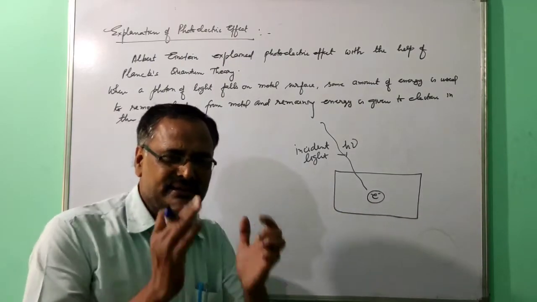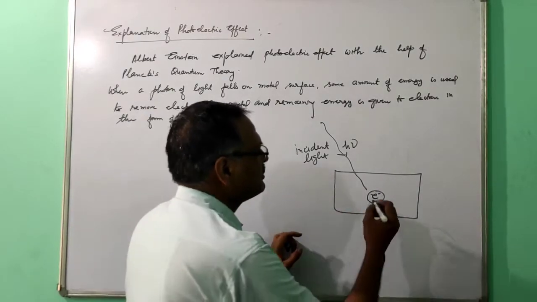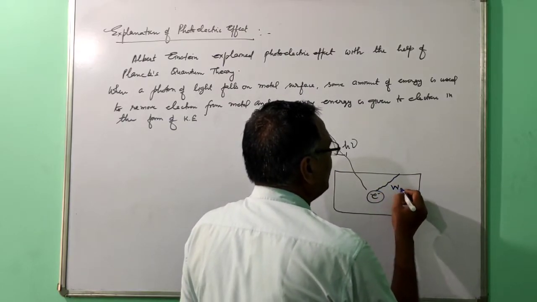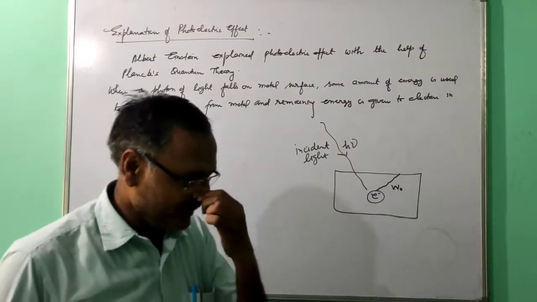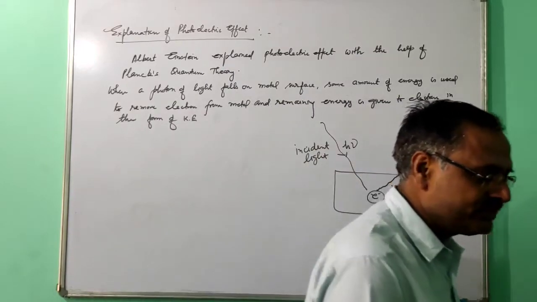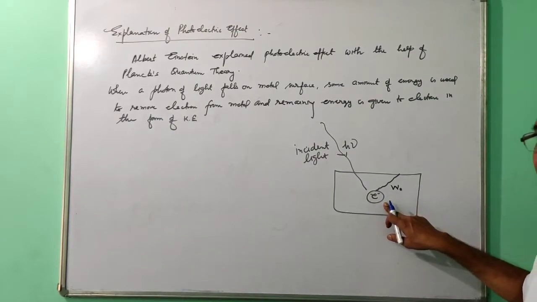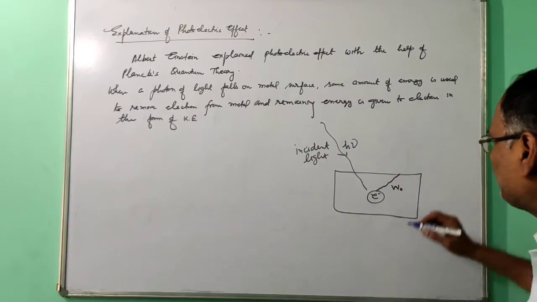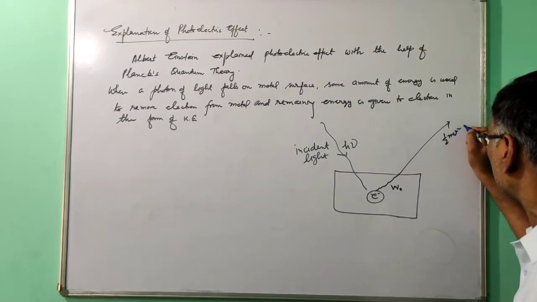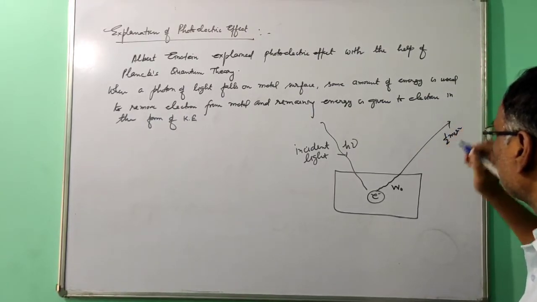What will happen? Some amount of this energy will be used to bring the electron to the surface. That is called work function, the minimum amount of energy required to remove the electron from a metal. So some amount of energy is used to remove the electron from the metal surface. Then the rest of the energy, that half m v square, is the kinetic energy that the electron will take.